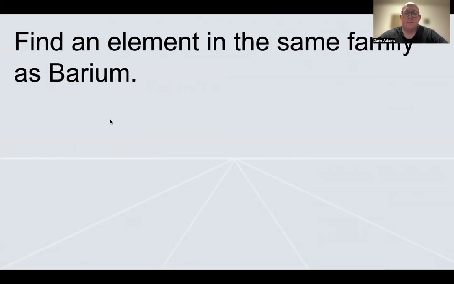Find an element in the same family as barium. 5 seconds. Okay, barium, I believe, is in column 2, so you could have chosen magnesium or beryllium or calcium. Those are all in the same family because family means column.